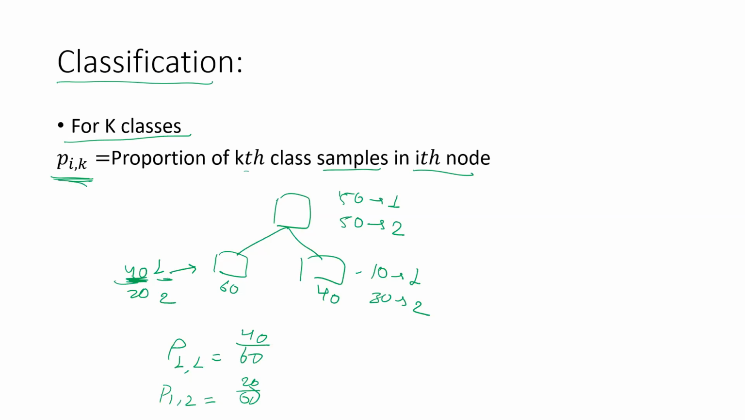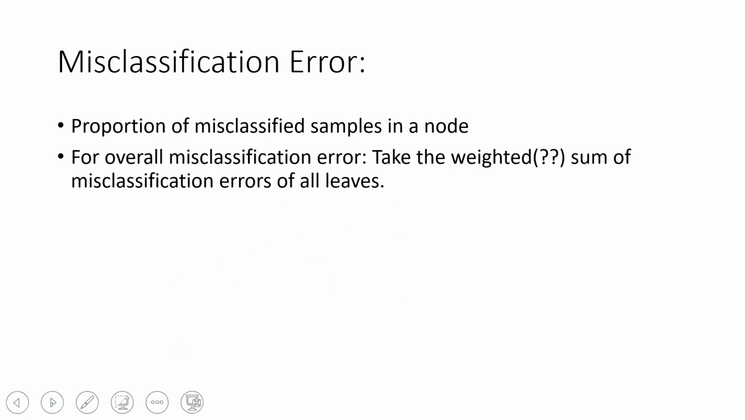So this is the notion we define for defining different measures. Now the first measure we define is the misclassification error. As the name suggests, misclassification error is the proportion of the data set which is misclassified in the sample. So before that, we have to define how you will calculate misclassification error.